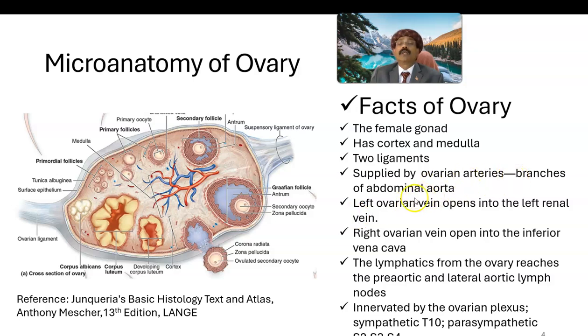Supplied by ovarian arteries, branches of the abdominal aorta. We have left ovarian vein opens into left renal vein, right ovarian vein opens into the inferior vena cava. Lymphatics from the ovary reach the pre-aortic and lateral aortic lymph nodes, and they follow the blood vessels. The ovary is innervated by the ovarian plexus that is derived from aortic, renal, and hypogastric plexus. It has sympathetic innervation, parasympathetic innervation. Sympathetic innervation comes from T10, parasympathetic from S2, S3, and S4.